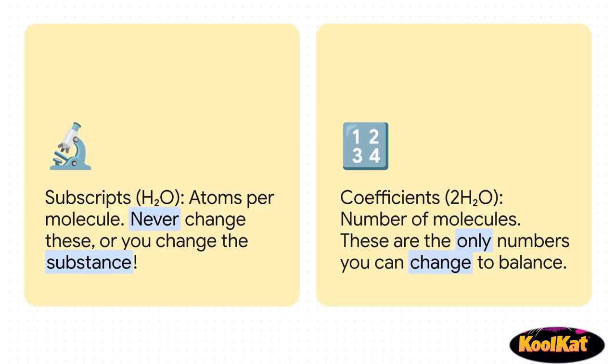So H2O means 2 hydrogens. And here's the golden rule. You can never change the subscripts, ever. If you change them, you've made a completely different thing. Then you've got the coefficients. Those are the big numbers out in front. They just tell you how many of the whole molecule you're working with. So 2H2O means you have 2 entire water molecules. And these are the only numbers you're allowed to change. Got it? Only the big numbers.